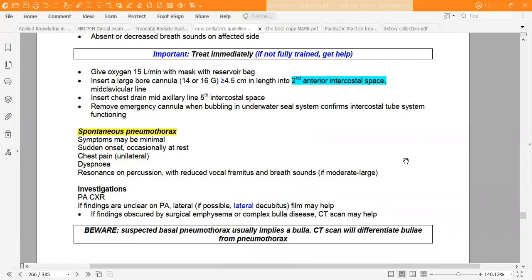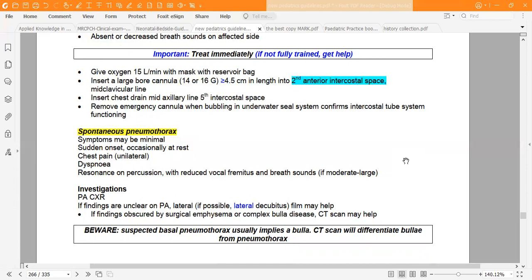So what about the spontaneous pneumothorax? Symptoms may be very minimal. It's the opposite to the tension pneumothorax. Sudden onset, occasionally at rest. Chest pain usually will be only on one side, unilateral. There is dyspnea, resonance on percussion with reduced vocal fremitus and breath sounds if moderate to large.